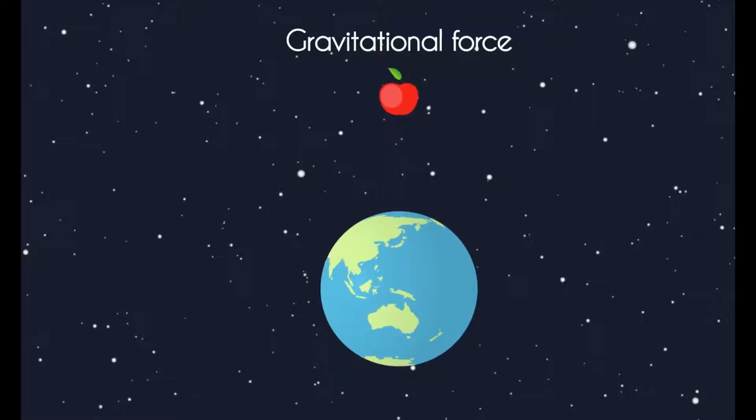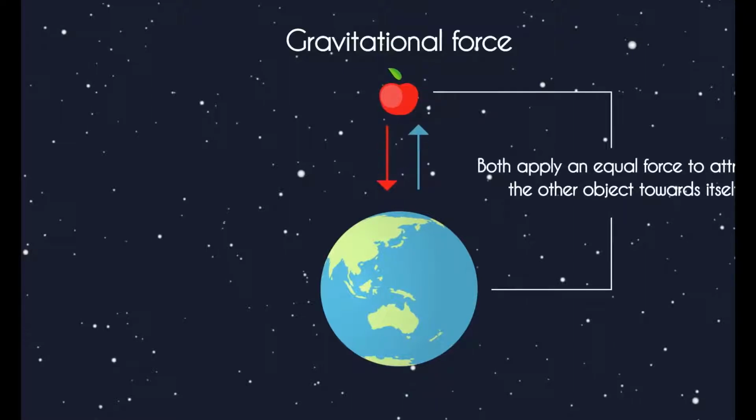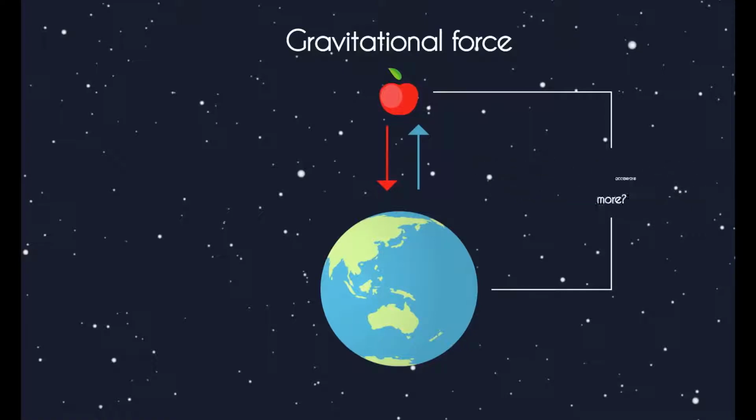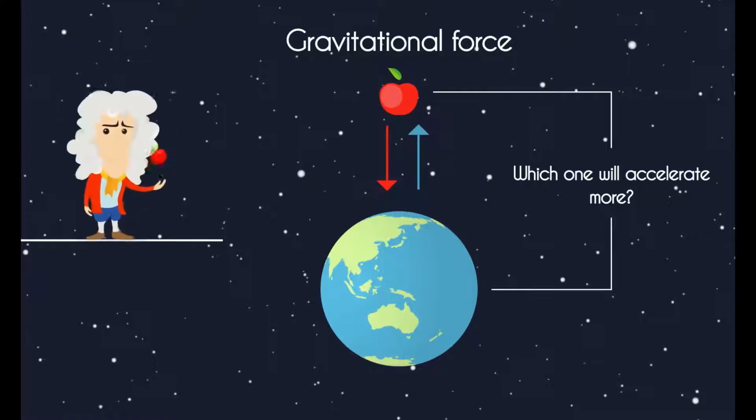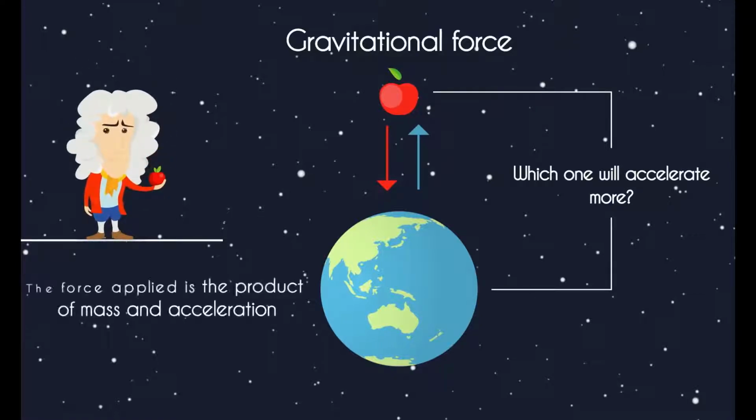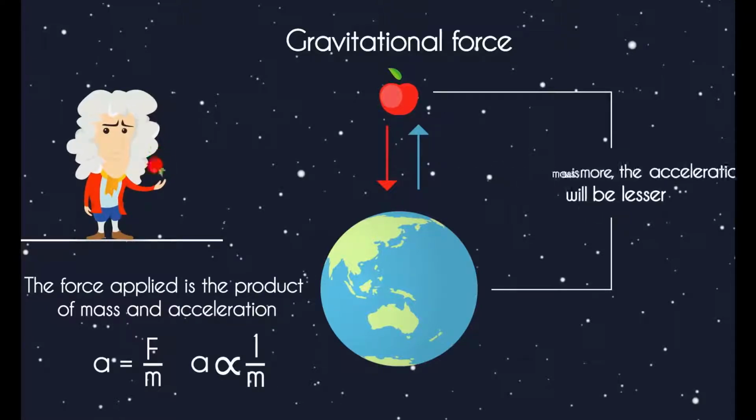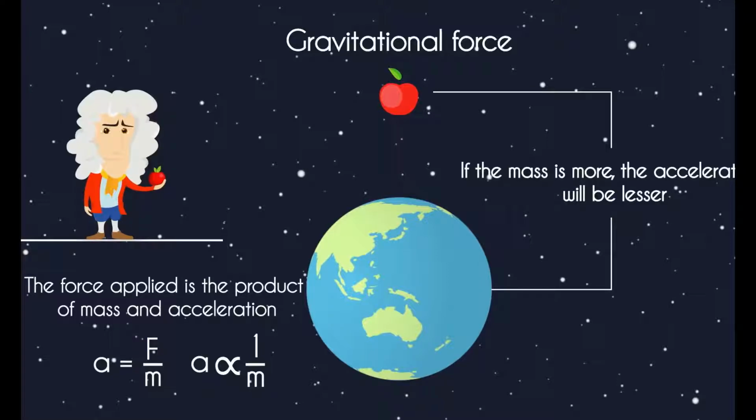Based on what we learnt about the gravitational force, both apply an equal force to attract the other object towards itself. So if the forces are equal, which one will accelerate more? Based on Newton's second law, we know that the force applied is the product of mass and acceleration. So the acceleration will equal force over the mass. The acceleration is inversely proportional to the mass. If the mass is more, the acceleration will be lesser.